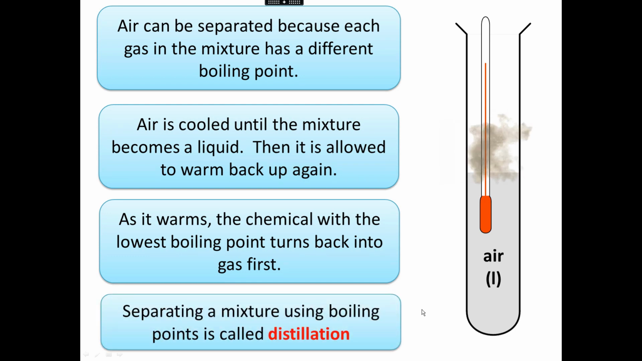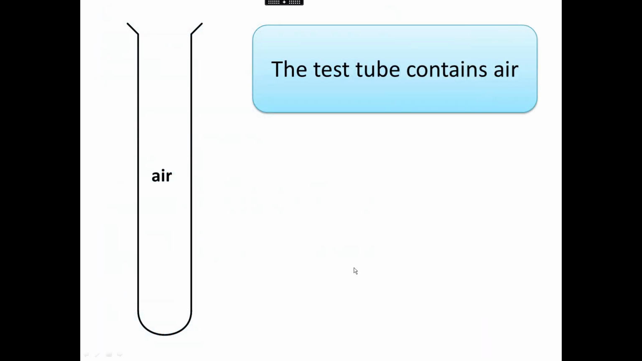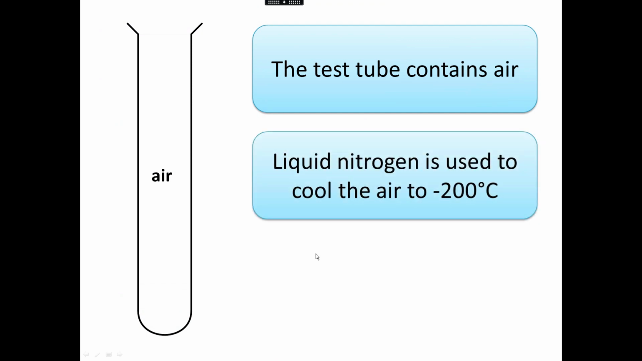Okay. Now this technique, separating a mixture using boiling points, is called distillation. We normally do it on liquids such as oil or a mixture of alcohol and water. Here it's being done to liquid air. And you don't need a Bunsen burner to heat up the air because this boiling point is so low that room temperature is enough to start boiling the gases. Right, so the test tube contains air.